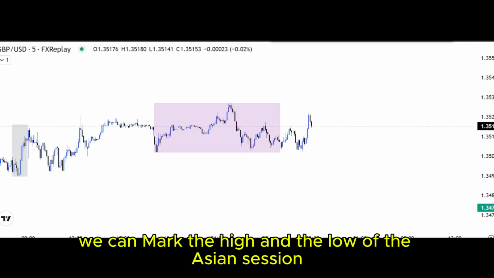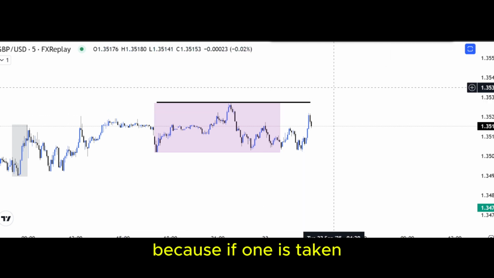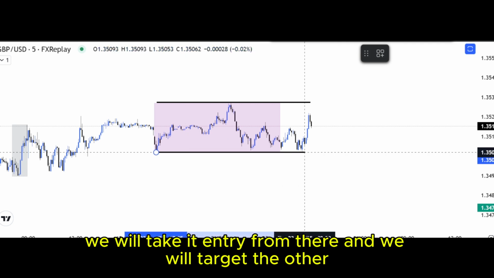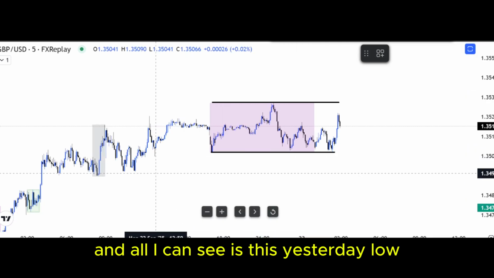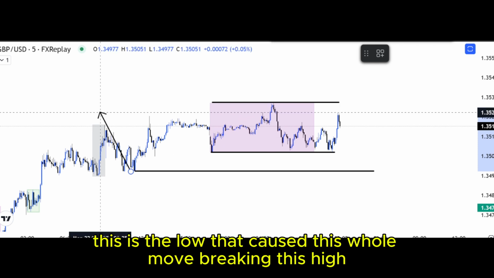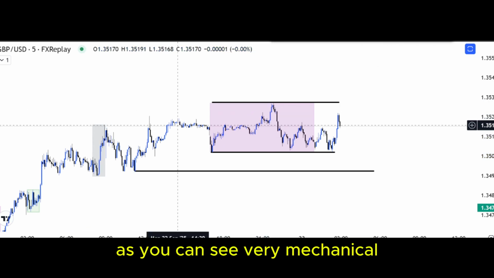First thing first, we can mark the high and the low of the Asian session, because if one is taken, we will take an entry from there and we will target the other. And all I can see is this yesterday low. This is the low that caused this whole move, breaking this high. As you can see, very mechanical.